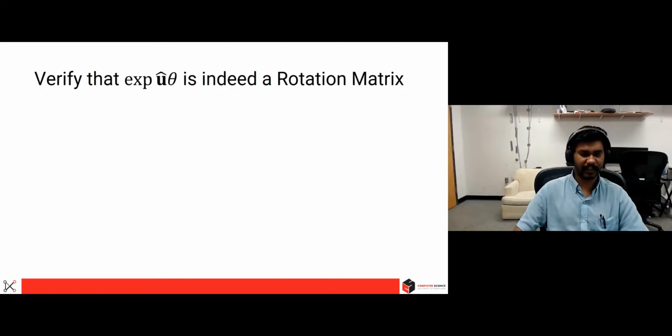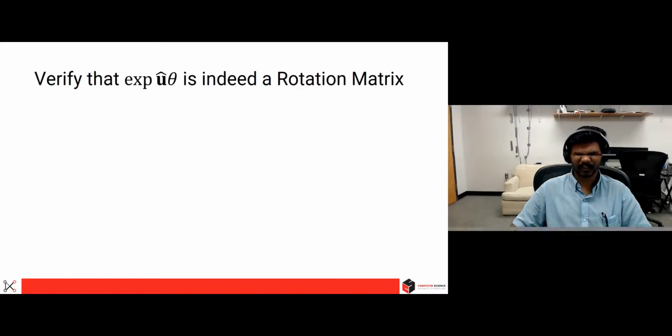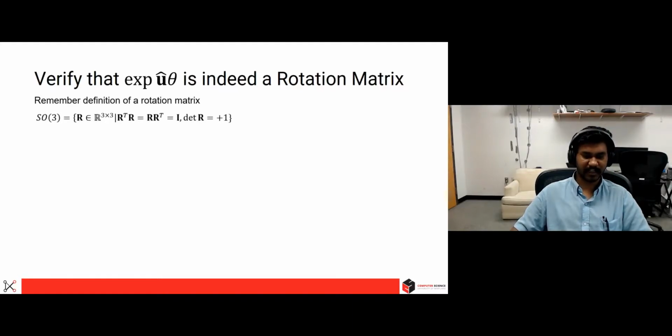And we now want to verify that indeed the exponentiation of u hat theta is actually a rotation matrix. If you recall, a rotation matrix is any element of SO3 and is defined by the following properties. SO3 is defined as any element R which belongs to the set of 3 by 3 real matrices, such that R transpose R is identity, and the determinant of R is +1. We discussed this before. The reason why we choose the determinant of R as +1 is because we choose a right-handed coordinate frame system.